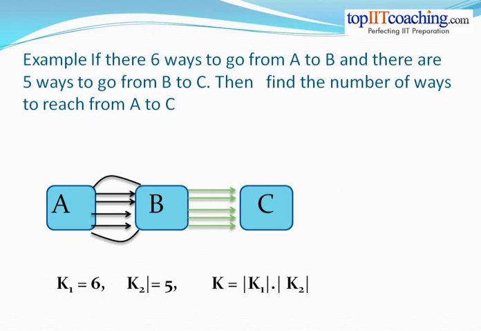So K, that is the number of ways of going from A to C, is equal to cardinality of K1 into cardinality of K2, and that is equal to 6 into 5, which is equal to 30. So the number of ways to reach C from A is equal to 30.